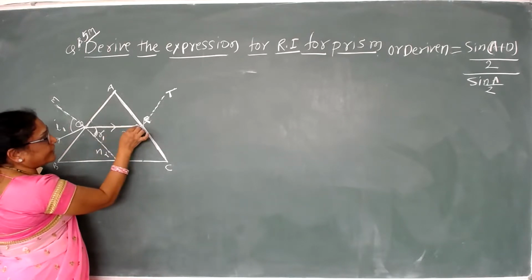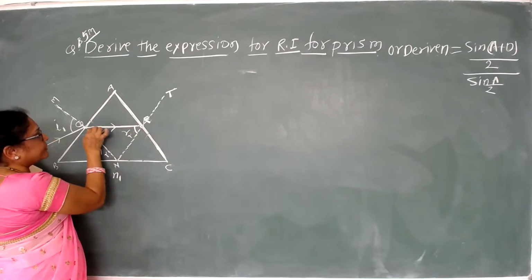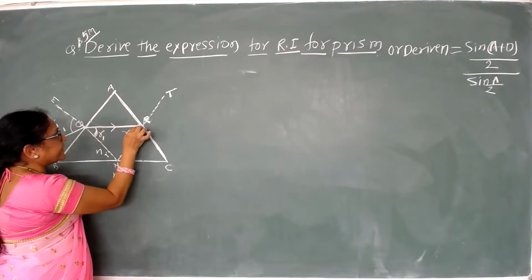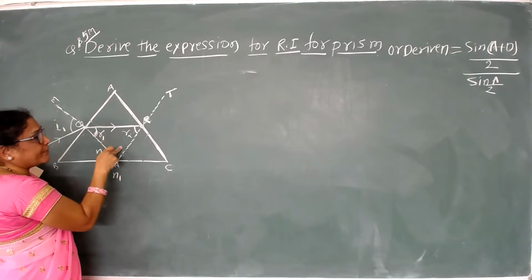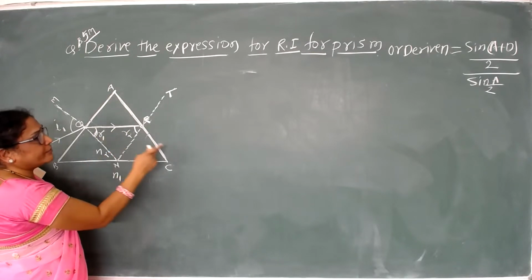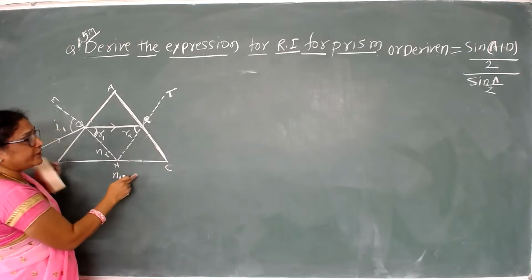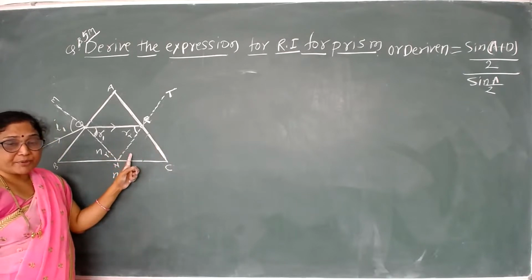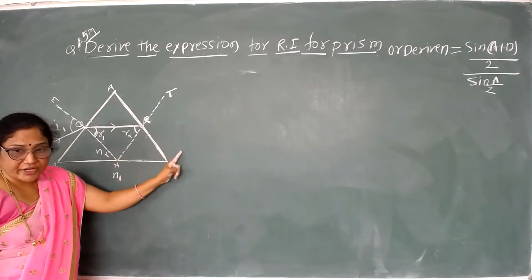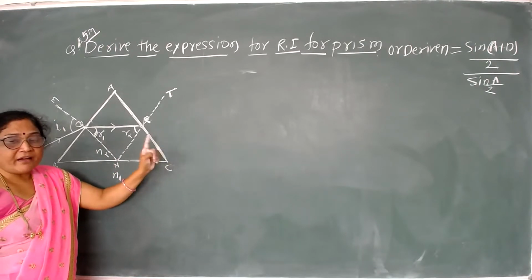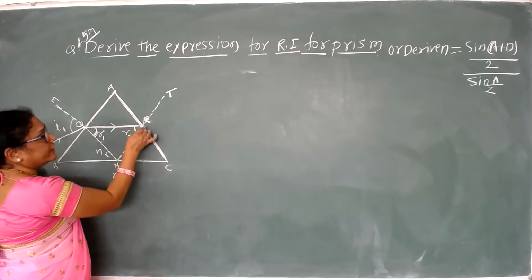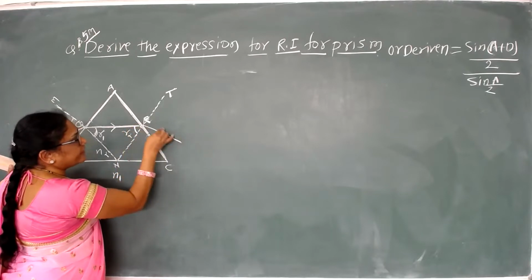Then this is the incident ray for the second surface. Again the ray of light is propagated from denser medium to the rarer medium, and we know that when the ray of light is propagated from denser to rarer medium, it bends away from the normal. So here this ray of light bends away from the normal.